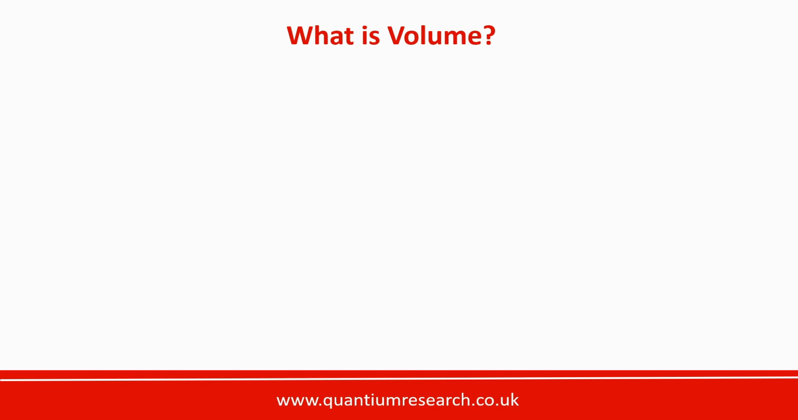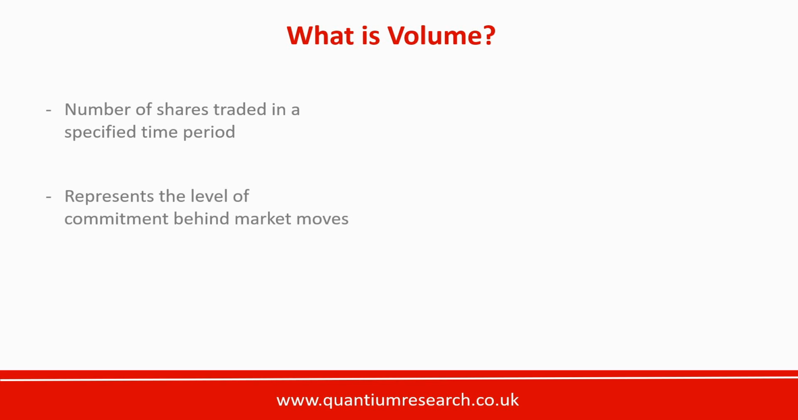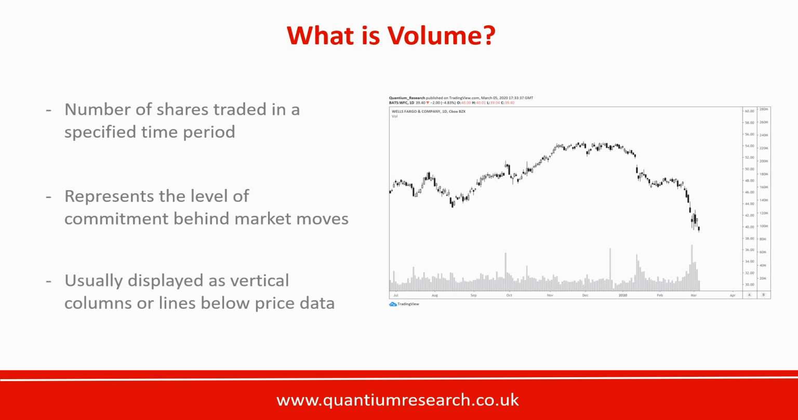So, volume is the number of shares or contracts that were traded in a given time period. While price bars show the price levels that a security was trading at in a period of time, volume shows how much was traded in that period. So it represents the levels of commitment behind market moves, because you can see the levels of participation amongst investors. Volume is usually displayed as vertical columns or lines below price data, just like in the chart here.